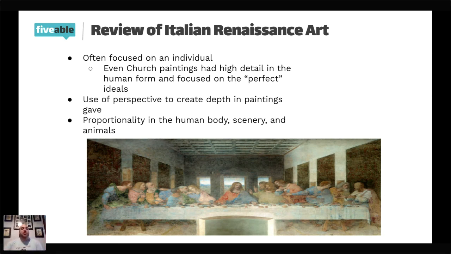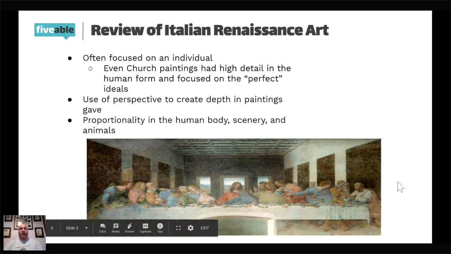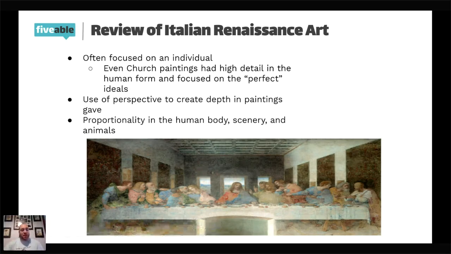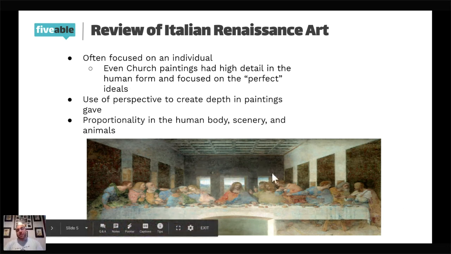And then also the proportionality here. Christ in the center is proportional in size to the apostles that are on the edge and the apostles that are closer to him. That proportionality also gives us the understanding of the scenery in the background. I can see the mountains or the hills behind them through the windows of whatever building they're in. I can understand the size of the table comparative to them sitting at the table. Those are all things that we did not ever see in medieval art.